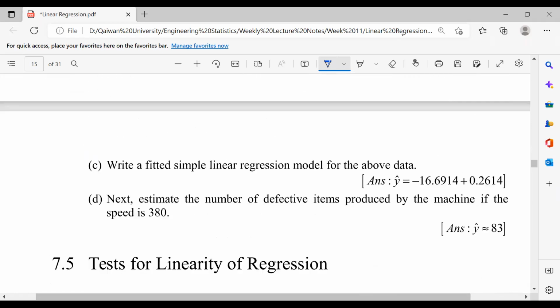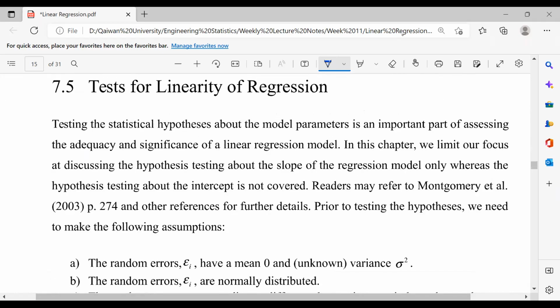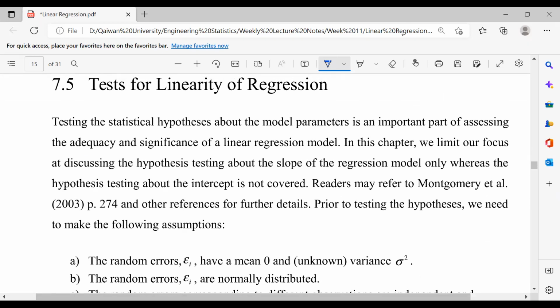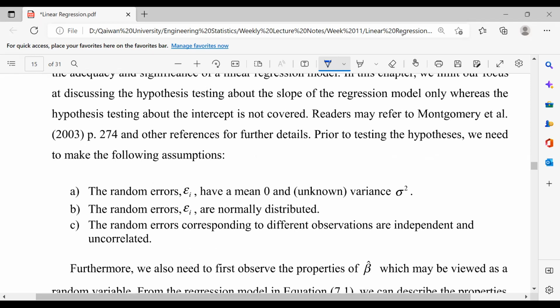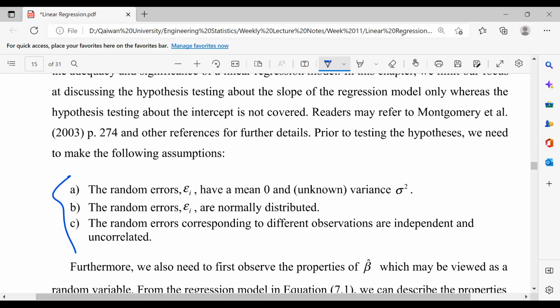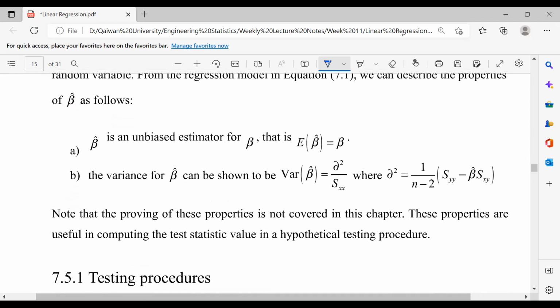And these are some tasks for yourselves. We now have tests of linearity regression. Yeah, we talked about these. I'm not going to talk about this again.